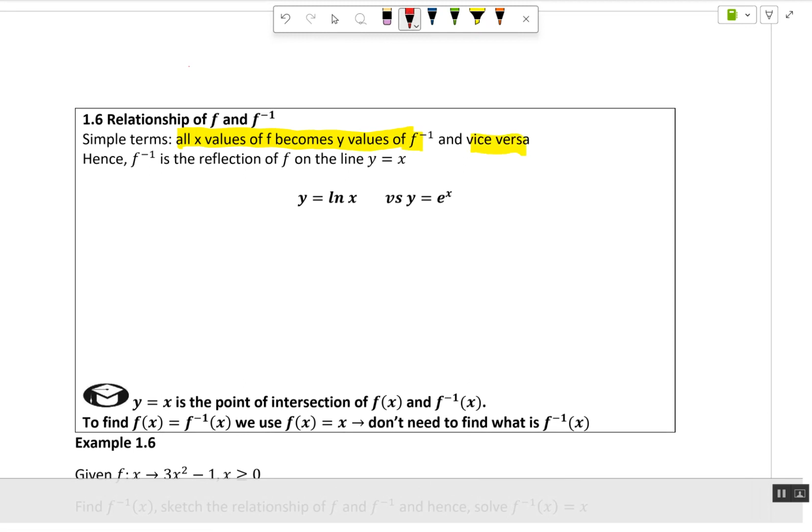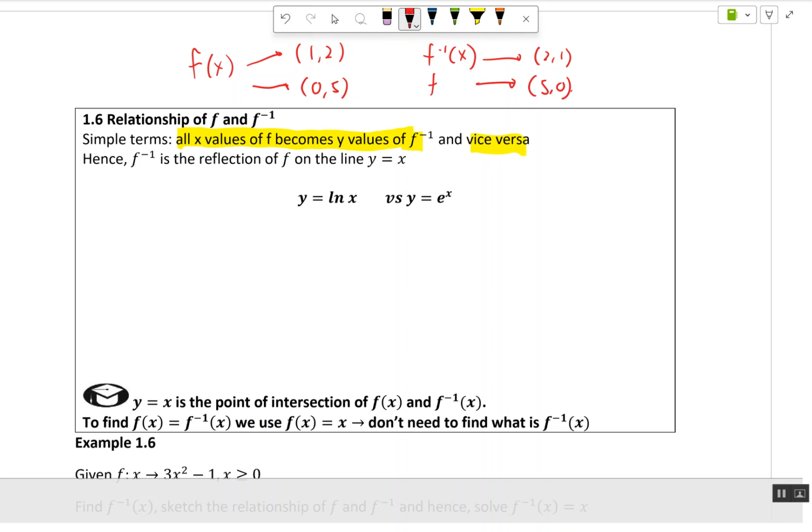That means if, let's say on your graph of f(x), there's this point (1, 2), in your f inverse x, this point will now become (2, 1). This is the relationship between f(x) and f inverse. Same thing, if you have a y-intercept (0, 5), this will now become an x-intercept (5, 0).